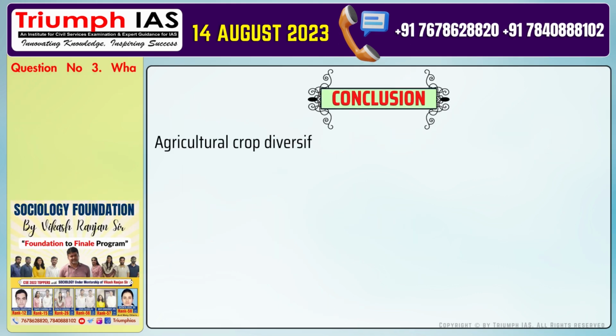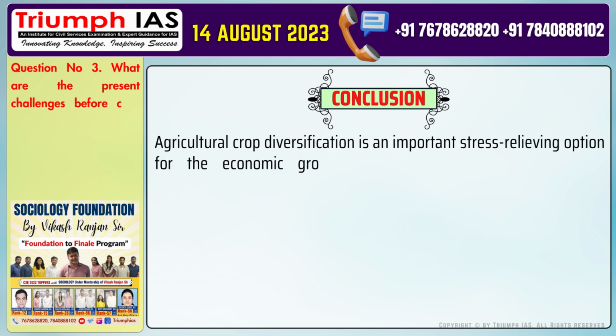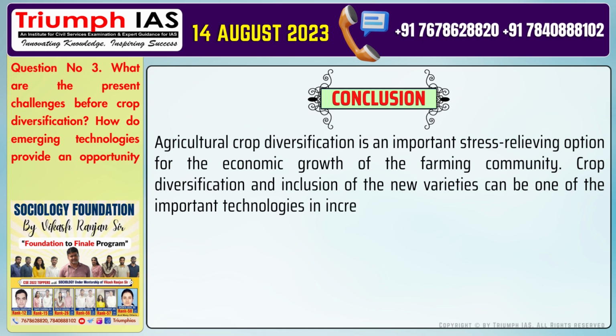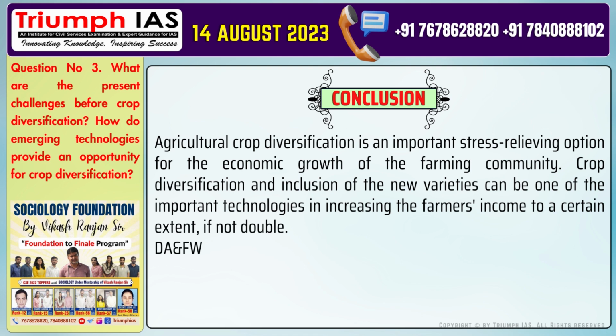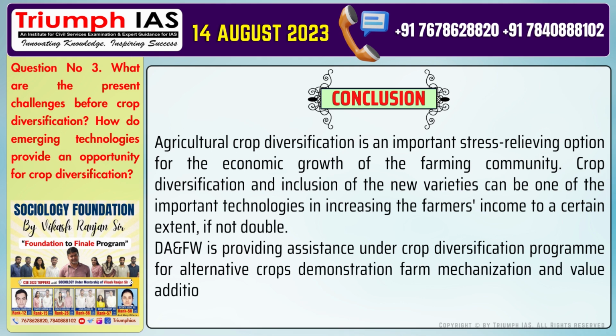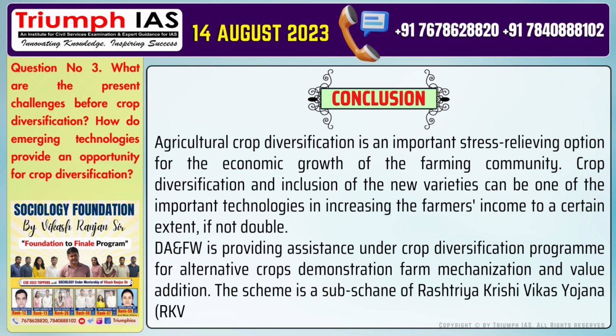Conclusion of the answer is, agricultural crop diversification is an important stress-relieving option for the economic growth of the farming community. Crop diversification and inclusion of the new varieties can be one of the important technologies in increasing the farmer's income to a certain extent, if not double. The NFSM is providing assistance under Crop Diversification Program for alternative crops demonstration, farm mechanization and value addition. The scheme is a subchain of Rashtriya Krishi Vikas Yojana, RKVY.